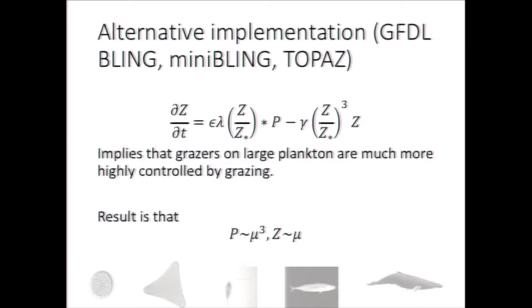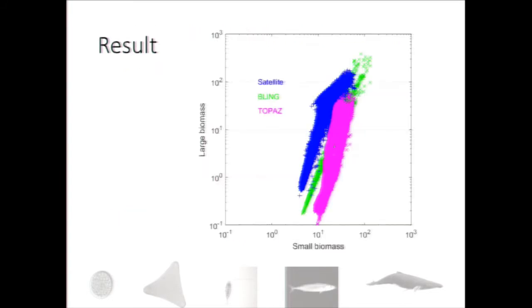Okay. So we encoded that in a model, and you've seen various instantiations of that model over the course of this meeting. So the miniBLING model that was used in the high-resolution ESM 2.5 and ESM 2.6 uses this. And so here's the satellite. BLING is this green line, and the GFDL TOPAZ model, which allows for different growth, different half-saturation constants, is the purple line. And you can see that they all have a somewhat steepish slope.